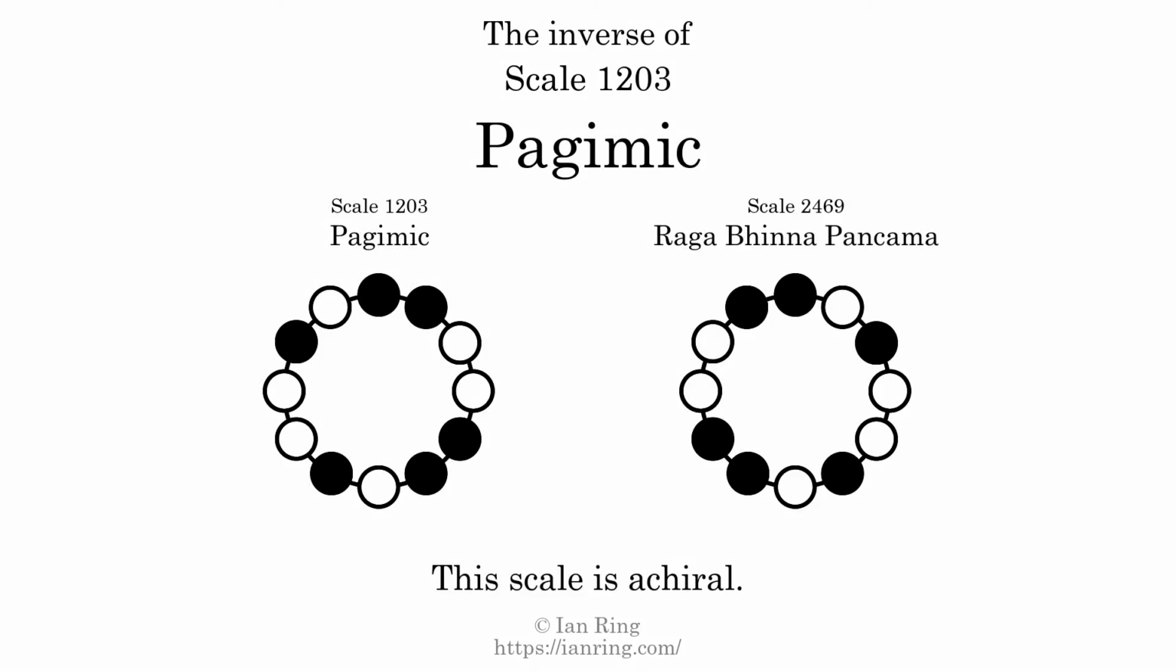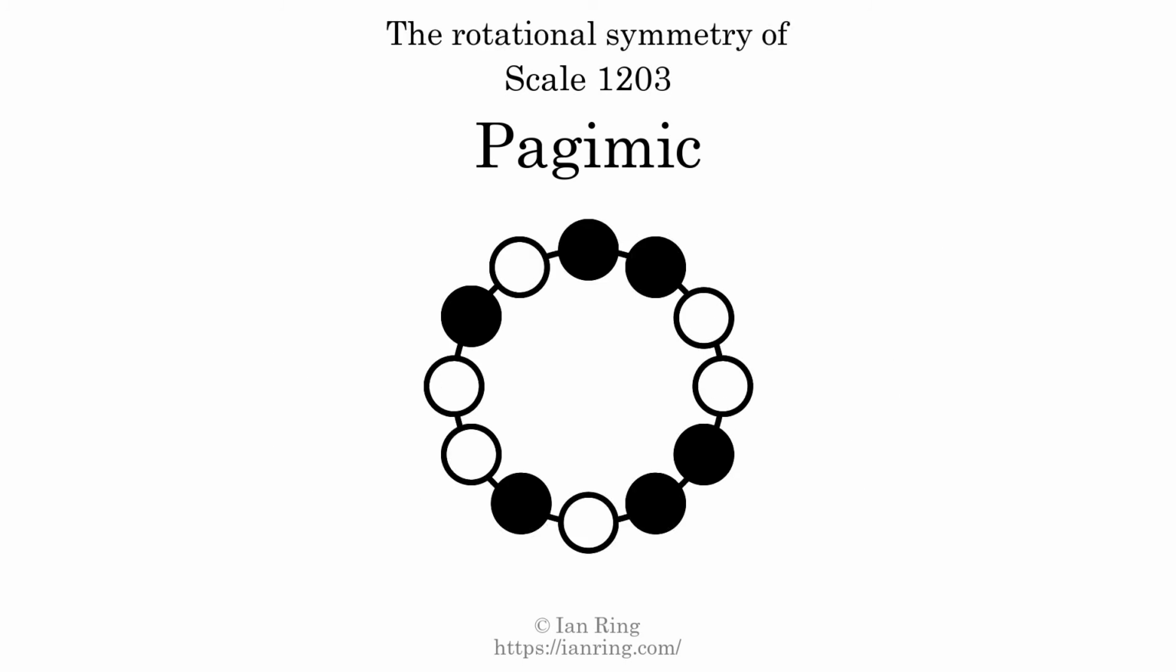The inverse of a scale is a mirror image. It is what you get when the sequence of intervals is reversed. The inverse of this scale is scale 2469, also known as Raga Bina Pankama. This scale is achiral, since it can transform into its own reflection by a rotational transformation. This scale has no rotational symmetry.